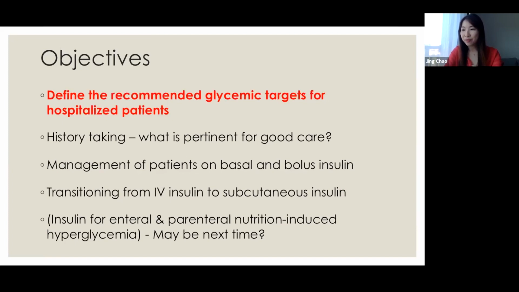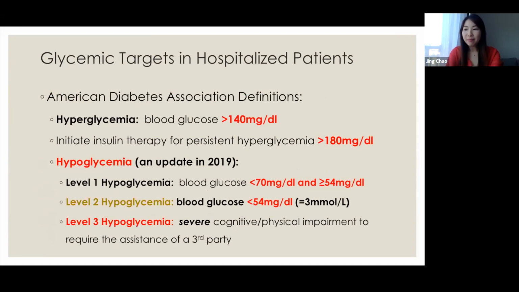All right, so let's start with the glycemic target in hospitalized patients. The American Diabetes Association has defined hyperglycemia in the inpatient setting as having a blood glucose of over 140 milligram per deciliter. They recommend initiating insulin for patients with persistent blood sugar over 180. These recommendations have a grade A level of evidence, which is very high. Inpatient hypoglycemia is defined as having a blood glucose of less than 70.